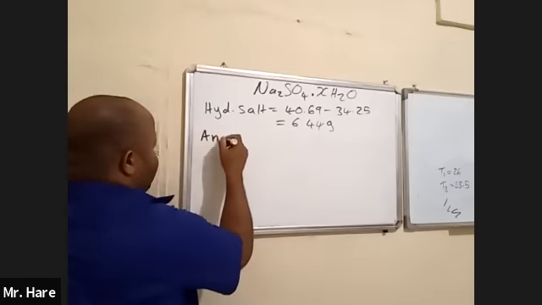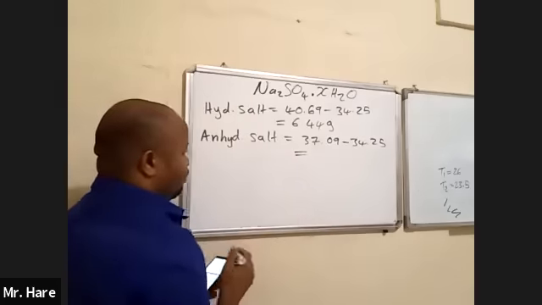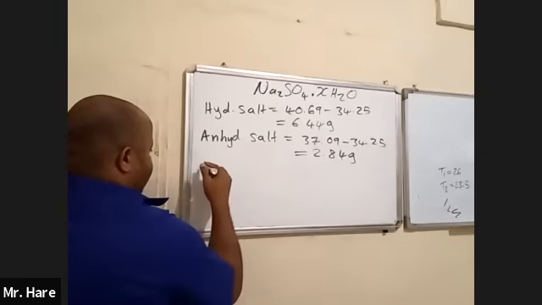Now, what would be the anhydrous one? 37.09 minus 34.25. What's the answer? 2.84 grams. 2.84? Yes, sir. And what do we calculate after this? The mass of water lost. All right.